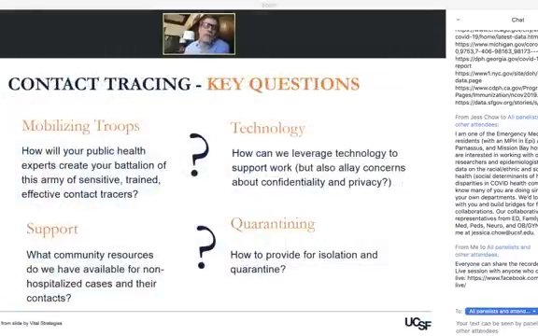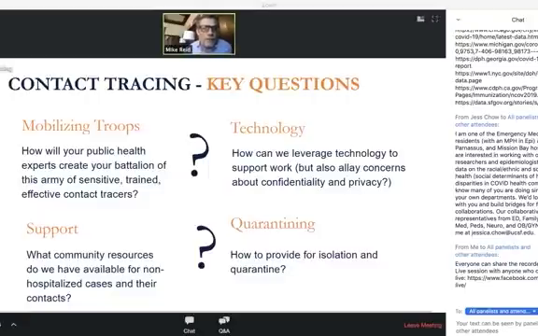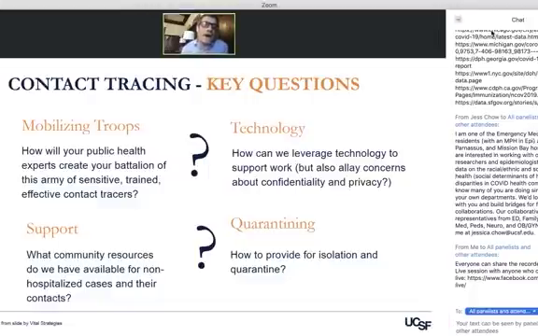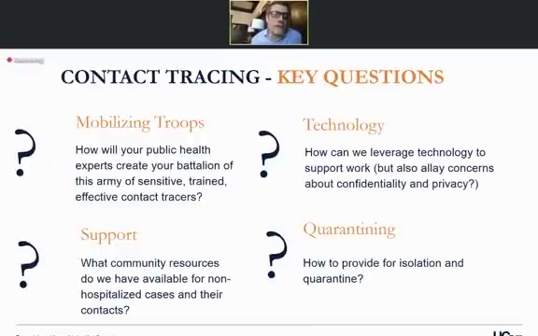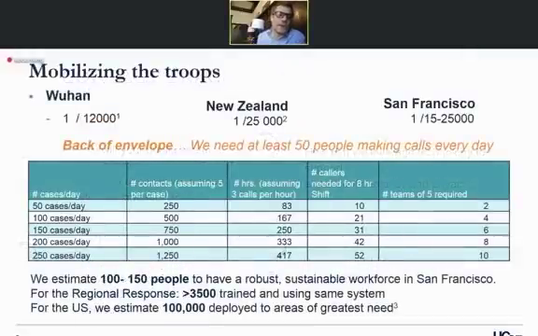So I think contact tracing raises a number of different questions. This is not an exhaustive list of questions that one has to face, but where does that workforce come from? What kind of technology could public health departments leverage to do this more effectively? What are the resources in the community that could be brought to bear on this endeavor? And if we're really serious about asking people to self-quarantine when they've come into contact with somebody with COVID, what are the services that they need in order to stay at home safely? Next slide. Let me start by talking about mobilizing the troops.